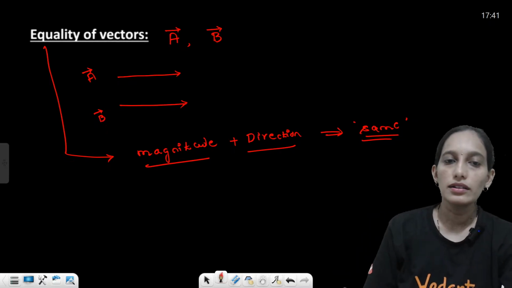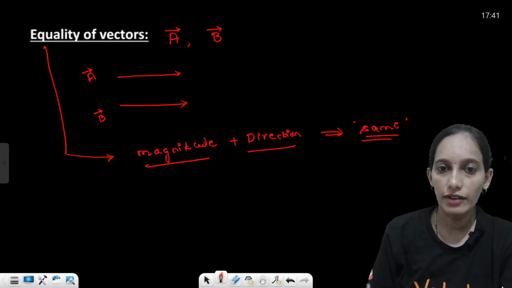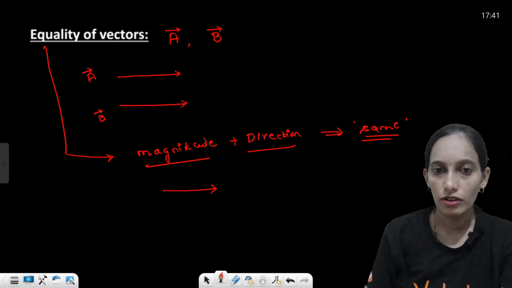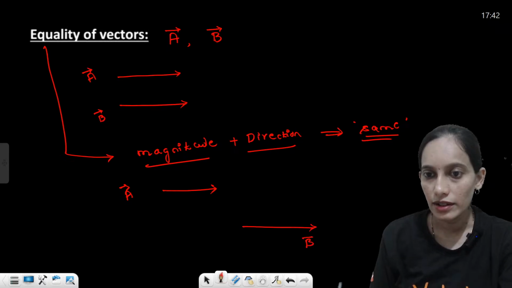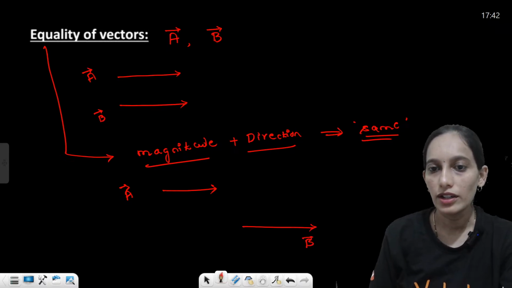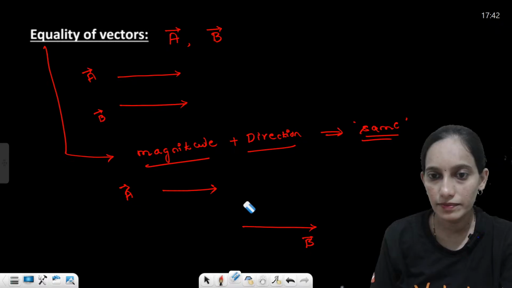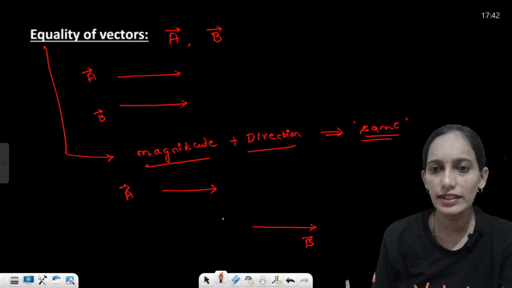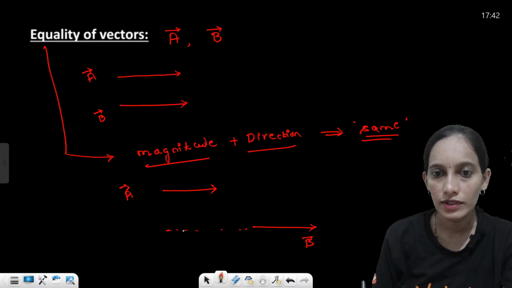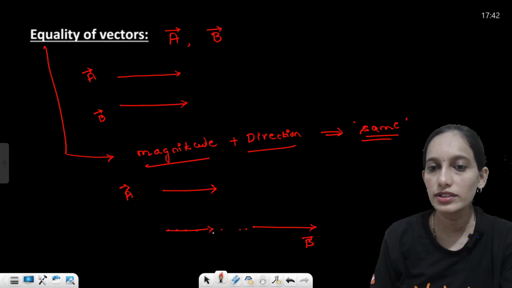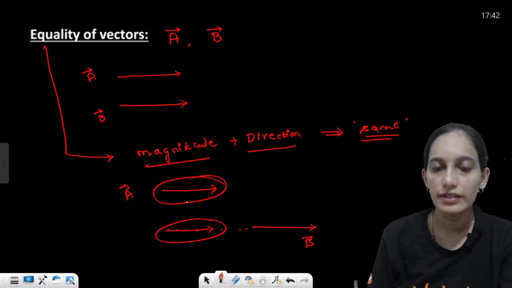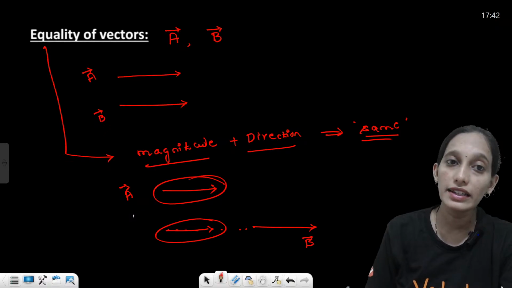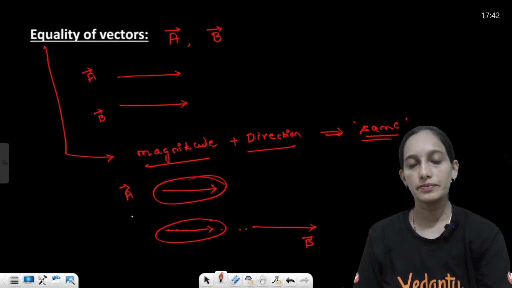If I have a vector here of some magnitude, and I have another vector B here, but still they are parallel, then I can shift it, right? Let us say their magnitudes are the same, so I can shift it parallelly and say these two are the same vector. Magnitude is the same, direction is the same, so we can call them equal vectors.